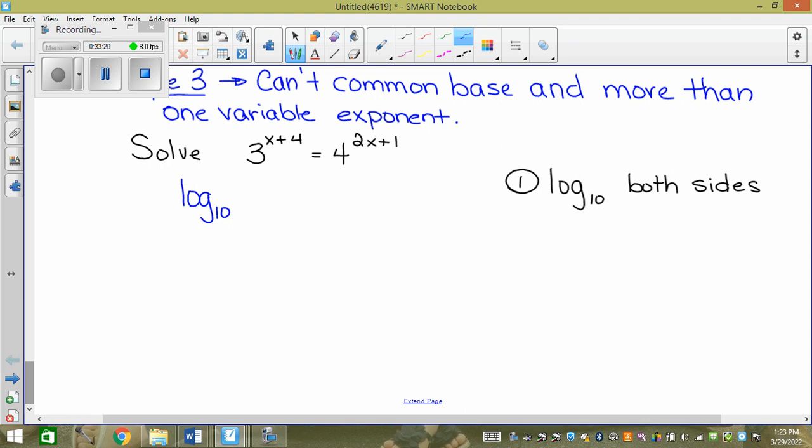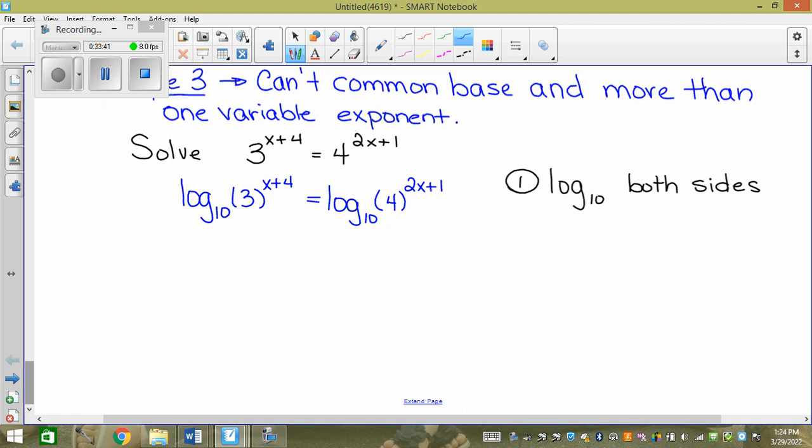You're taught that since junior high. If I do it to one side, I just have to do it to the other, and I haven't changed anything. So I'm going to do log base 10 of 3 to the x plus 4. X plus 4 is still my exponent. Log base 10 of 4 to the 2x plus 1.